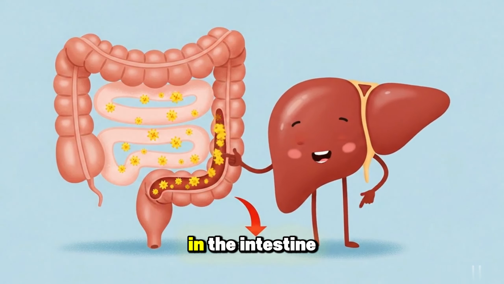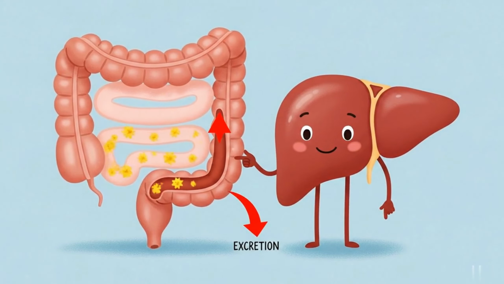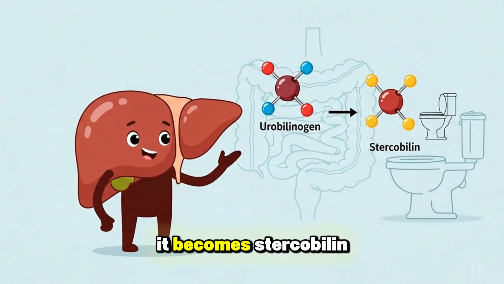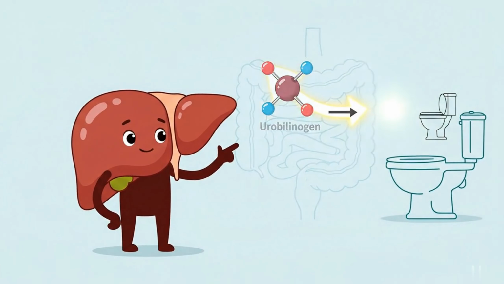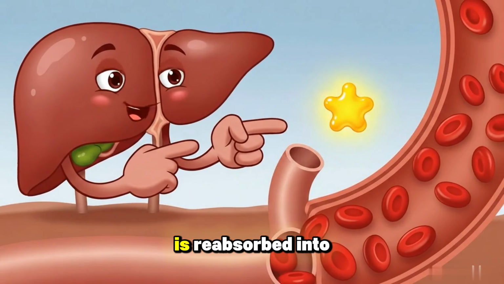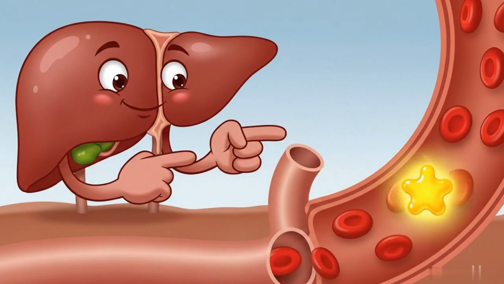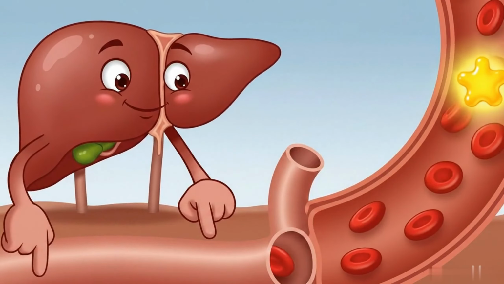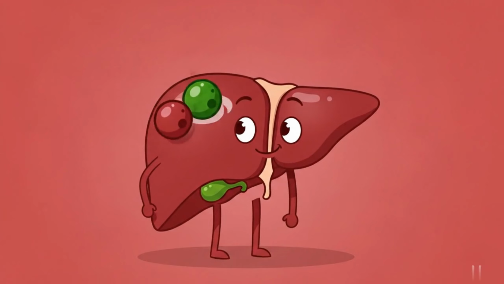Most urobilinogen stays in the intestine. It becomes stercobilin, giving stool its brown color. A small amount is reabsorbed into circulation. Some urobilinogen returns to me.